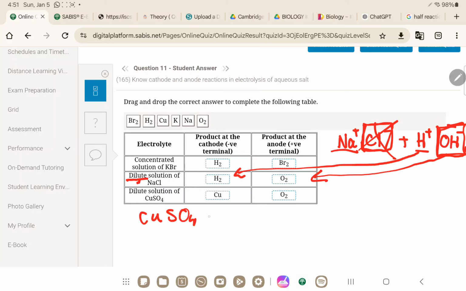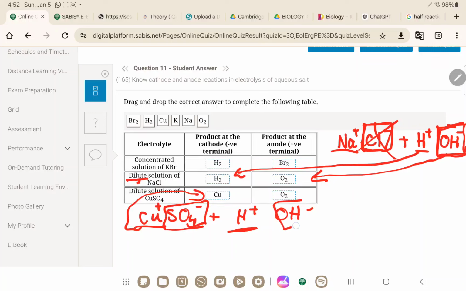CuSO4. And so you have Cu plus, is it Cu plus? I think it's Cu plus and SO4 minus. And you're going to have, again, H plus and OH minus. Cu is stronger than H plus, it has a higher tendency. So Cu is going to go on to form the metal in the product. Between SO4 minus and OH, either way, even if it were a concentrated solution, OH is going to win.